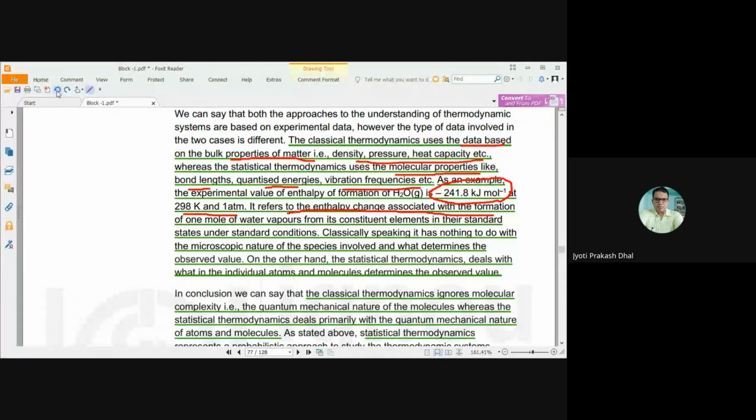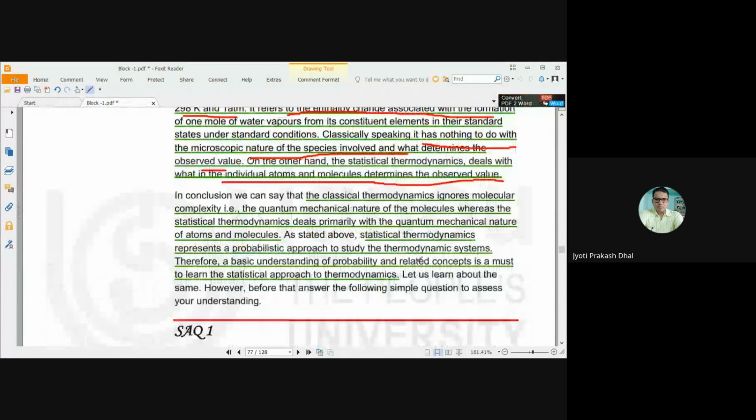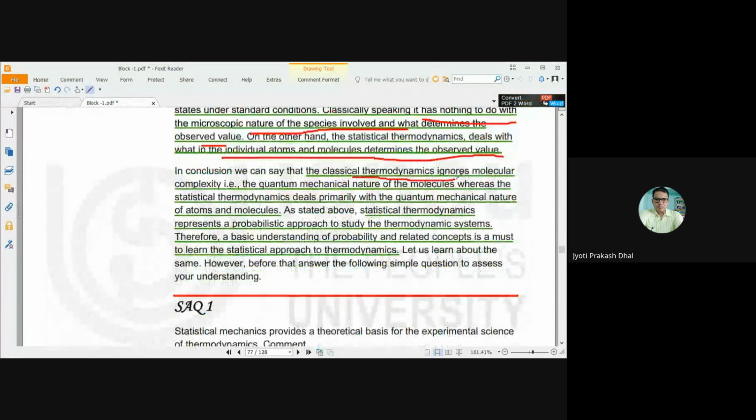Classically, it has nothing to do with the microscopic nature of the species involved or what determines the observed value. So in classical thermodynamics, like enthalpy of formation, we do not use any microscopic nature. On the other hand, statistical thermodynamics deals with what individual atom or molecule determines the observed value. So in conclusion, classical thermodynamics ignores molecular complexity, that is the quantum mechanical nature of the molecules, whereas statistical thermodynamics deals primarily with the quantum mechanical nature of atoms and molecules.